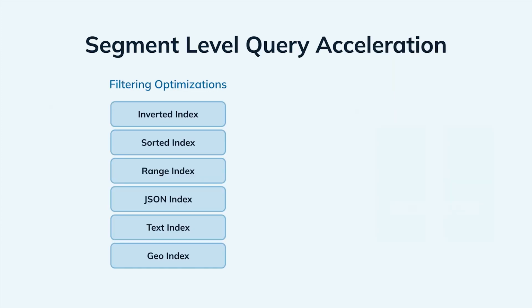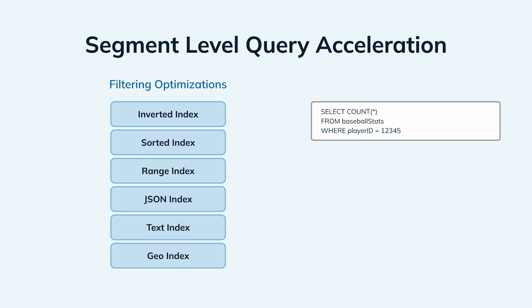And Pinot, this is the best part of Pinot, right? It comes out of the box with a wide range of indexes, which can accelerate different kinds of use cases. So you have inverted index and sorted index, which work on the numerical values, and you can do things like look up pretty fast. So if you're going to filter on some column with an equal to clause, these two indexes work great.